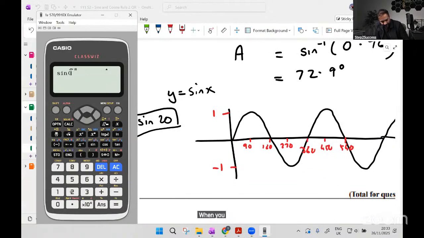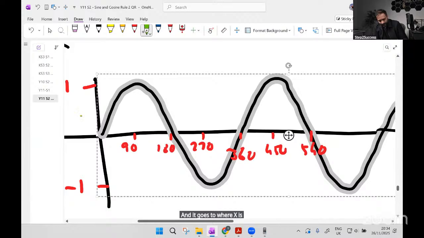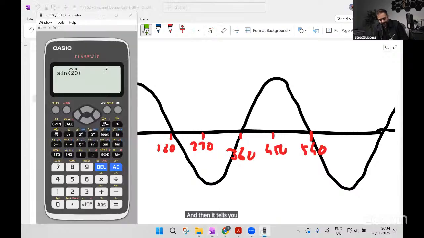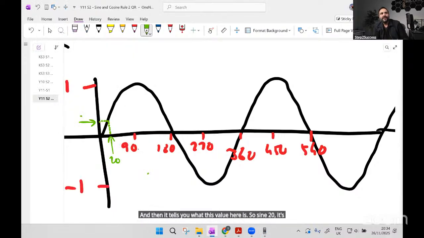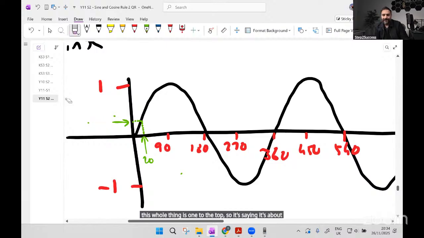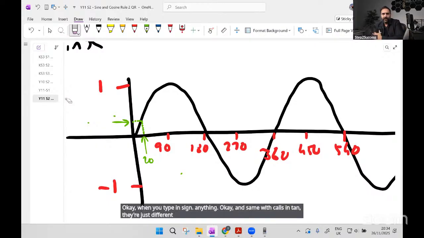When you type in sine 20, the calculator goes to this graph that I have just drawn, and goes to where x is 20, which is roughly there if that's 0 to 90. It reads up until it hits the graph, and then it tells you what this value is. So sine 20 is about 0.34, because this whole thing is 1 to the top. That's what the calculator is doing when you type in sine anything. The same goes for cos and tan, they're just different graphs that it's reading off.